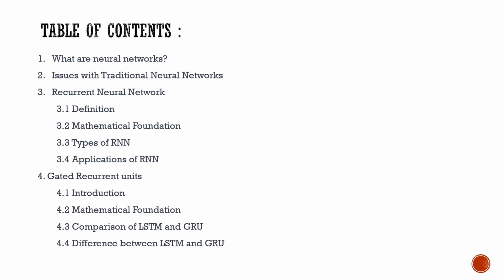So moving on, we'll be talking about the neural networks. What are the neural networks and what are the issues with the traditional neural networks? Further, we'll be talking about how the recurrent neural networks came into the picture. What is their definition? How do we understand the RNN? And further, what are the types of RNN and the applications used for RNN? Then further we can see an innovated technique, that is the gated recurrent units. So we'll be understanding about it in detail.